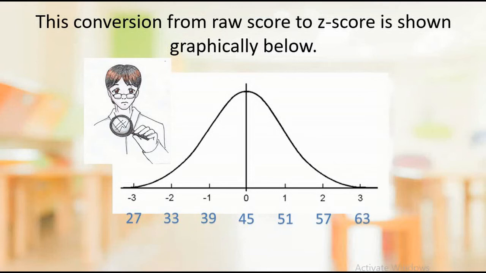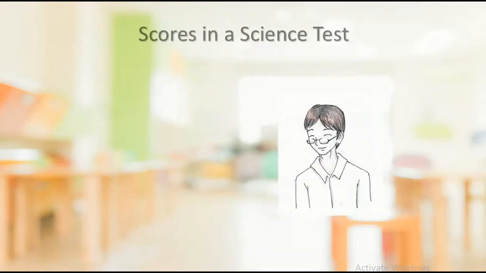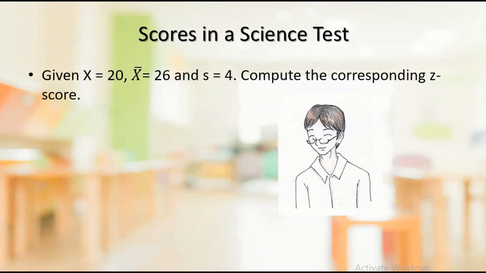So the z-score that corresponds to the score of 39 is negative 1. Scores in a science test. Given x is equal to 20, x bar is equal to 26, and s is equal to 4. Compute the corresponding z-score. So the formula for z-score is z is equal to x minus x bar over s.